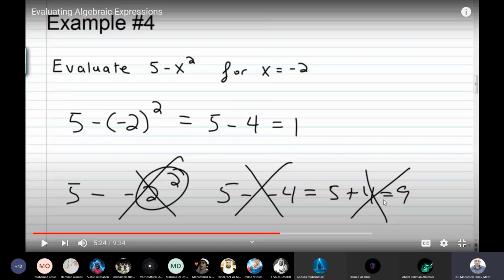Look at the different answers. So the second case we have wrong here because we didn't put the value of x between parentheses. So remember, always when the value of x has a negative or minus, put the value between parentheses. Do you have any question here?